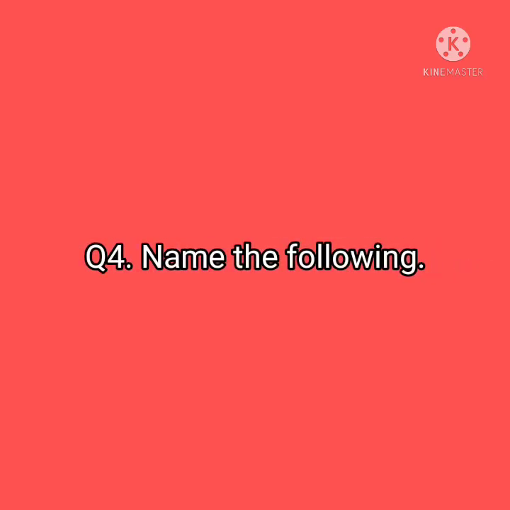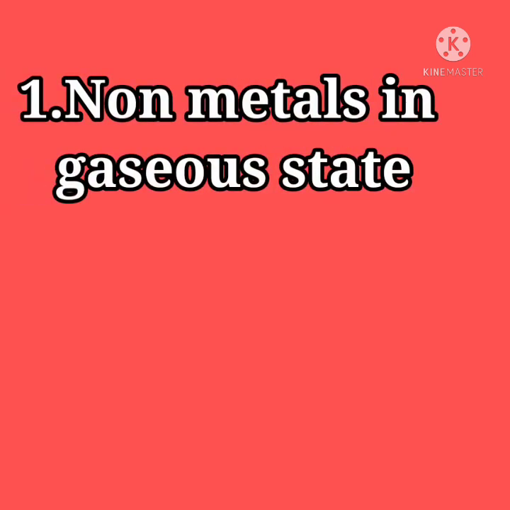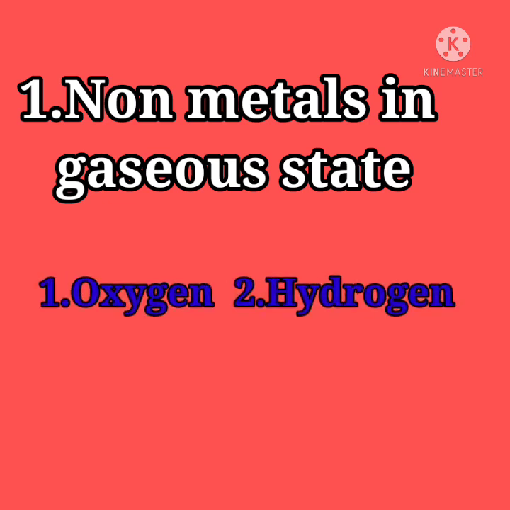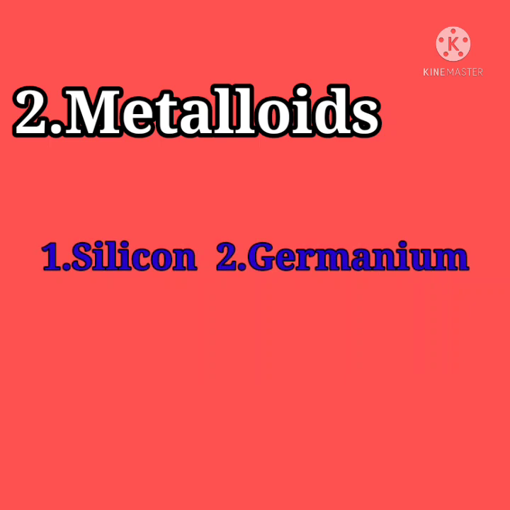Question number 4. Name the following. First, non-metals in gaseous state. Here you can write any non-metal which are in gaseous state. For example, oxygen and hydrogen. Number 2, metalloid. Answer, silicon and germanium.